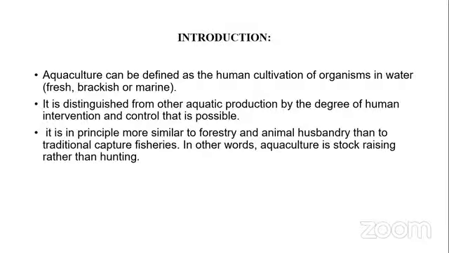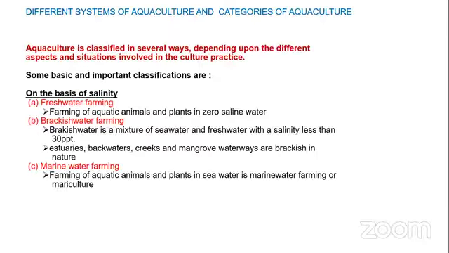Now, the different systems of aquaculture and their various categories: aquaculture is classified in several ways, depending upon different aspects and situations involved in the culture practice. Some basic classifications are on the basis of salinity. I've already said that: freshwater, brackish water, and marine water.